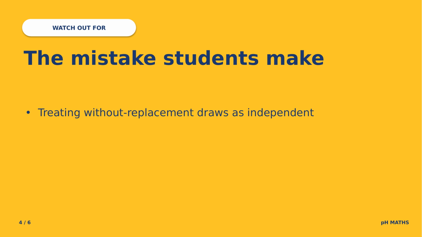Common mistake. Treating without replacement draws as independent. Pick one card, don't put it back, pick another. The second probability has 51 cards in the denominator, not 52. And if the first card was a king, only 3 kings remain. Always check whether the second event depends on the first.